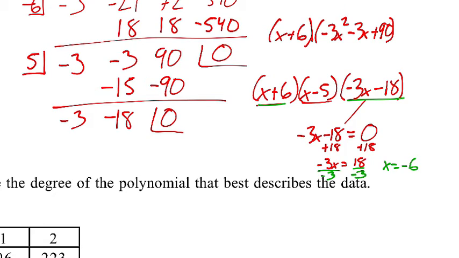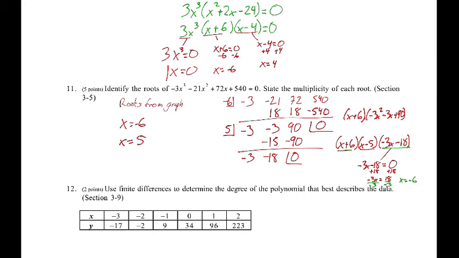So when it's the root of two different factors, that gives us a multiplicity of 2. So x equals negative 6 has a multiplicity of 2. x equals 5, that was only used as a factor one time, so it's got a multiplicity of 1. And there you have it.